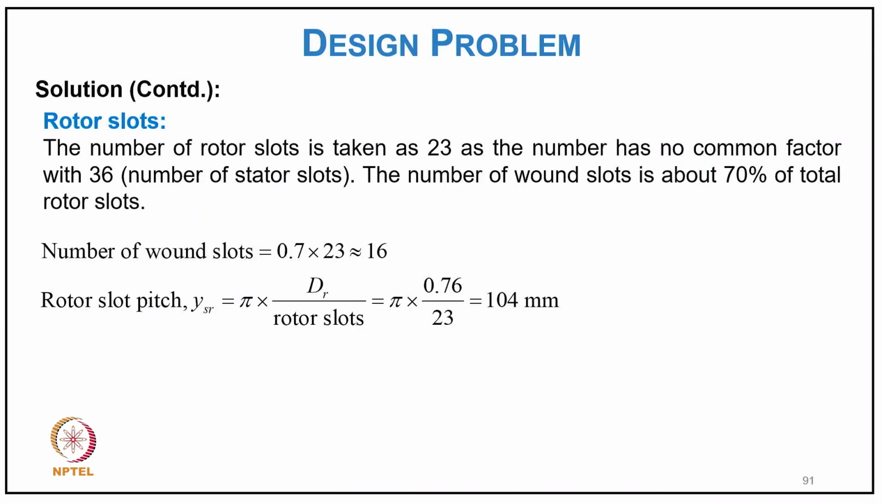So now rotor slots. The number of rotor slots we take as 23, as the number has no common factor with 36, the number of stator slots. The number of wound slots will be about 70% of rotor slots. So the number of wound slots will be 0.7 into 23, about 16, and the slot pitch will be pi D upon slots. So putting values, it comes to 104 millimeter.